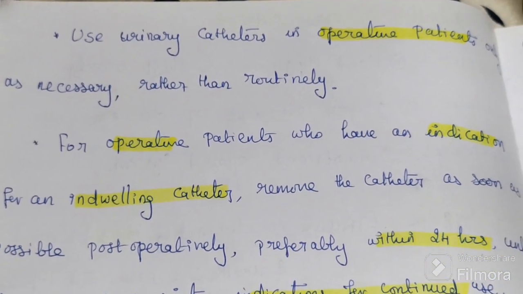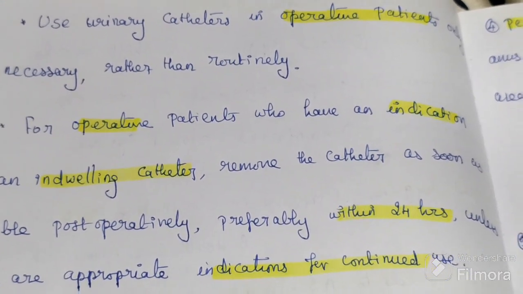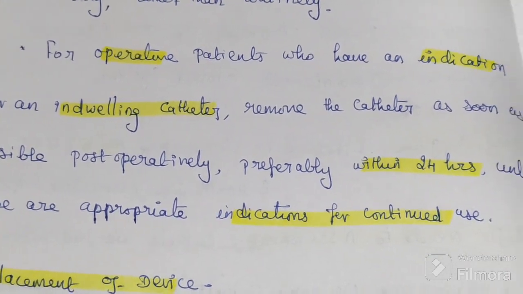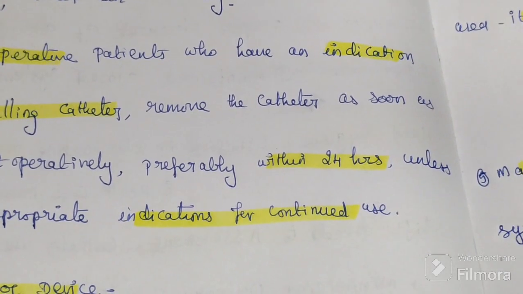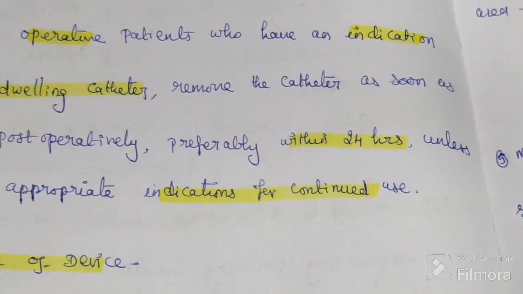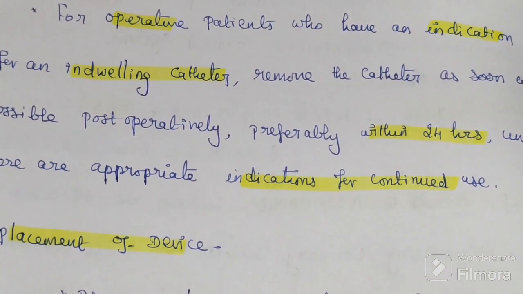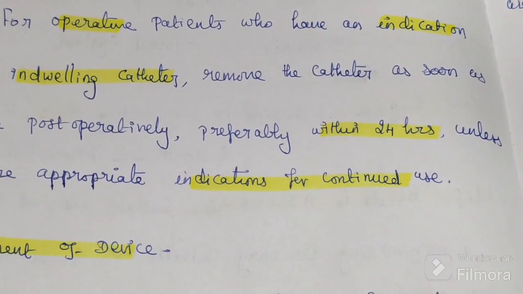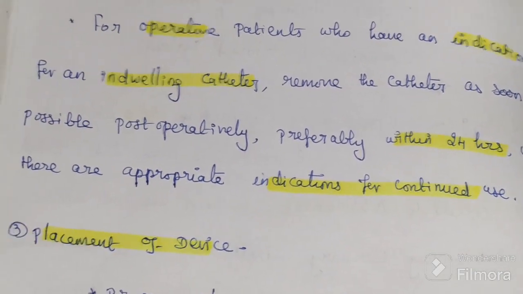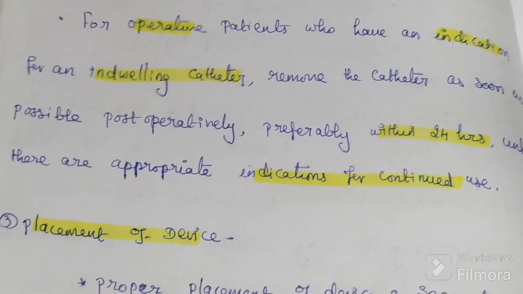Next one is operative patients who have an indication for an indwelling catheter. Remove that catheter as soon as possible post operatively, within 24 hours, unless there are appropriate indications for continuous use. So within 24 hours, possibly we can remove.